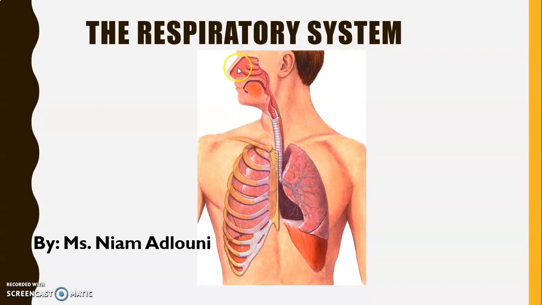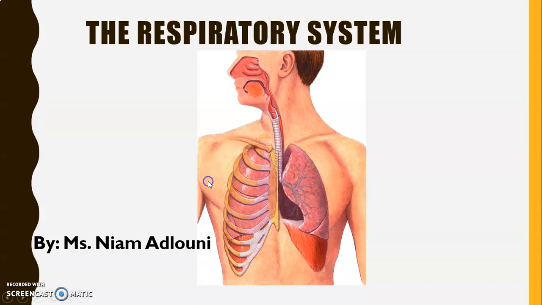Let me just first remind you of the main parts of our respiratory system, which are the nose, the mouth, the trachea here, the lungs, which are the main parts, and of course the diaphragm, which is the muscle right underneath your lungs. And of course, we always need to remember that all of those organs, including the heart, are protected by those bones in our chest, and they are called the rib cage.